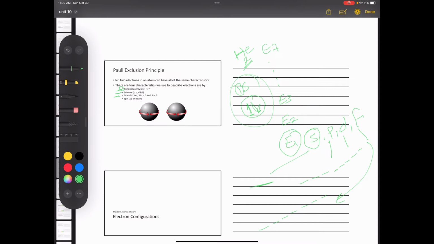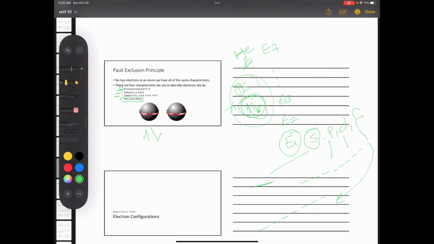The other thing that we also have to consider when we talk about electron characteristics is the spin of the electron. We're not going to see this as much when we do the electron configuration, but when we do the orbital diagrams for the electron configuration, that's where the spin of the electron is going to be obvious for us. The spin of the electron, as we briefly talked about, determines if the electron is pointing upward or downward. That's another characteristic of the electron.